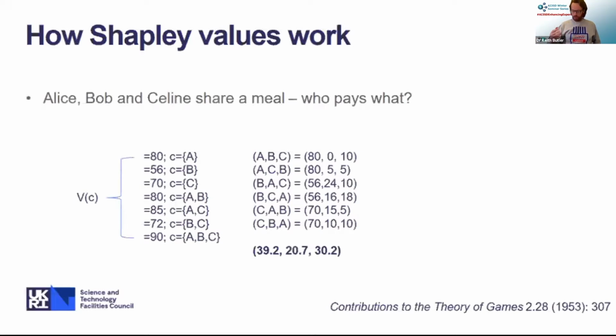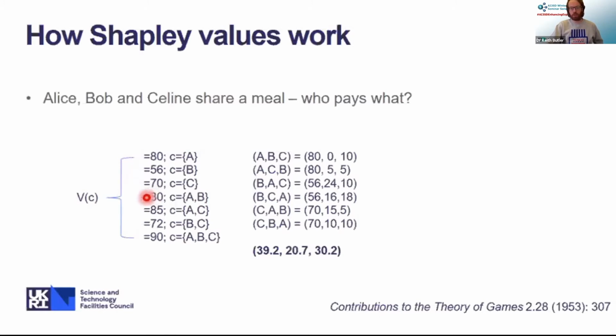And so what you can do is, if we have some kind of model for how people spend on meals on their own or in separate coalitions, then we can look at those beforehand. So we have our model here, which is V of C, which tells us, given the participants in order C, how much the bill would have been. So going from the top here, if Alice had eaten alone, the model tells us that Alice would have spent £80 on the meal. If Bob had eaten alone, £56. Celine alone would have been £70.